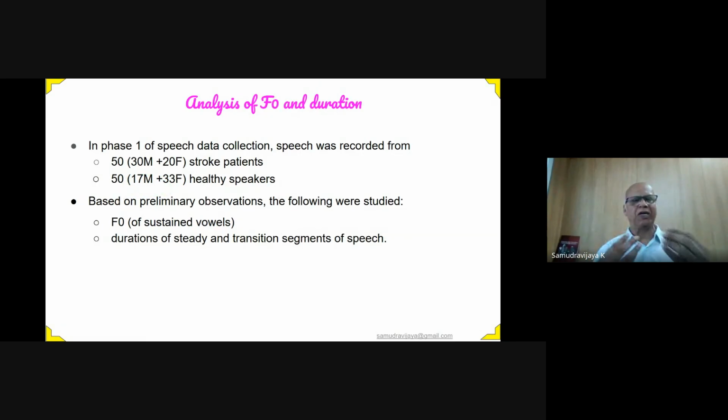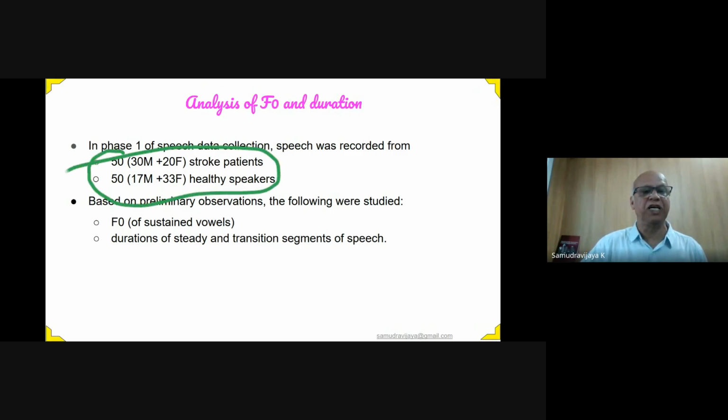We try to have equal balance, but in the case of patients, most of the patients who come to the hospitals are male, whereas it's easier to get nurses and other people from the hospital, healthy people, to speak our sentences. So there is some gender imbalance, but we try to do it as much as possible. Okay, so once we collected the data, we have data from 50 stroke patients and 50 healthy speakers.